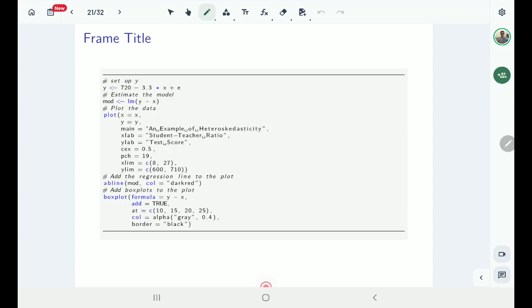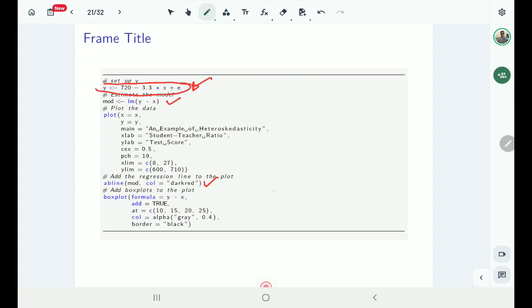Now here we are using the plot function. Obviously we define the dependent variable y, which is found by this equation, and then we basically plot it. We estimate the regression function and then plot everything, add the regression line using the abline function, and then what we want to do is add the box plot, you see, at each x value.